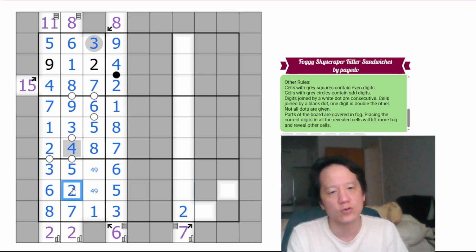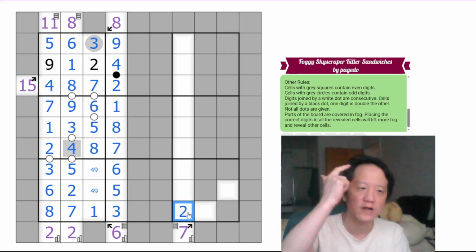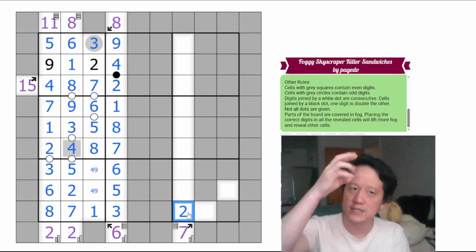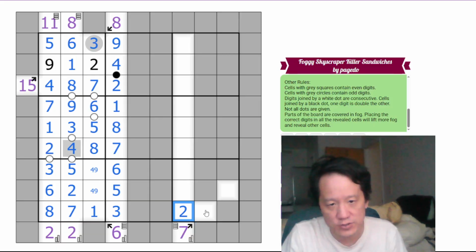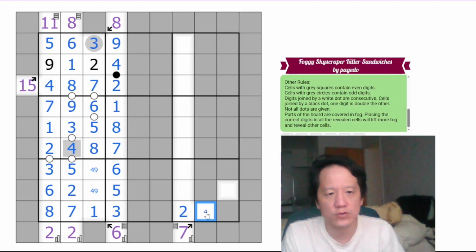This is 4 or less, because if it's 4 or less, it would see 2, 4. It could possibly see 2, 4, 5, 6, 7, 8, 9. That's 7 skyscrapers. Also, these two cells add up to 7. So it has to be 1, 6, or 2, 5, or 3, 4. But it can't be 2, 5 because of the 2 in the cell. So this is 4 or 6, which makes this 1 or 3.